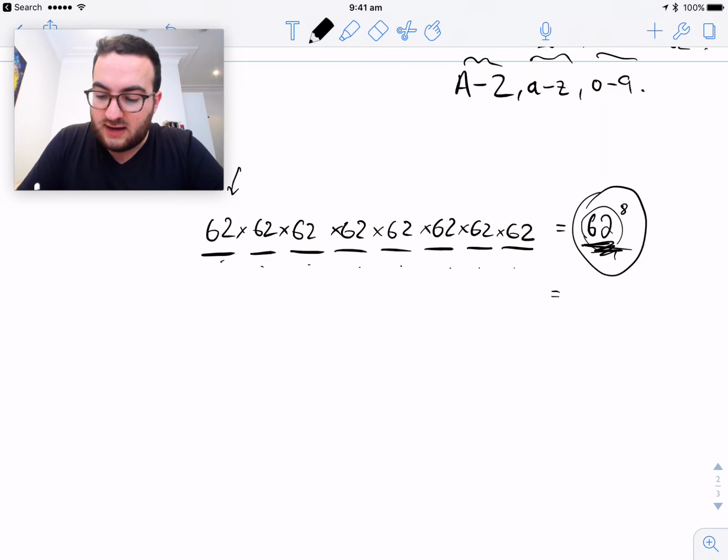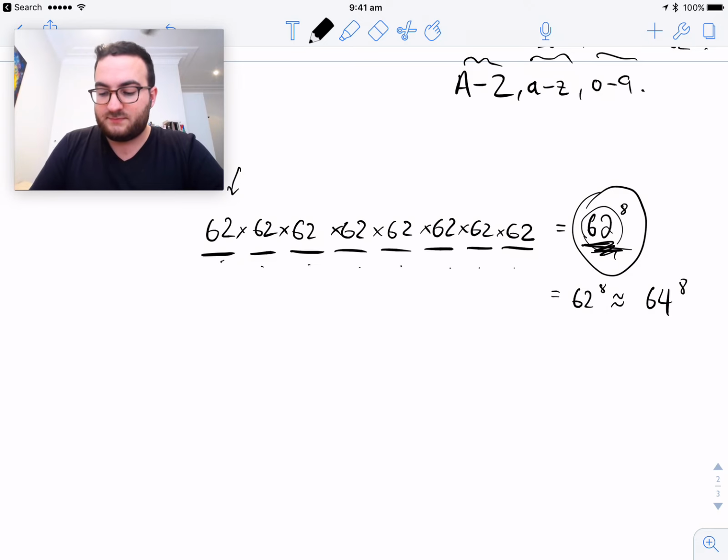So I'm going to do that. I'm just going to say 62 to the power of 8 is approximately equal to 64 to the power of 8. And that's a pretty reasonable guess and assumption.